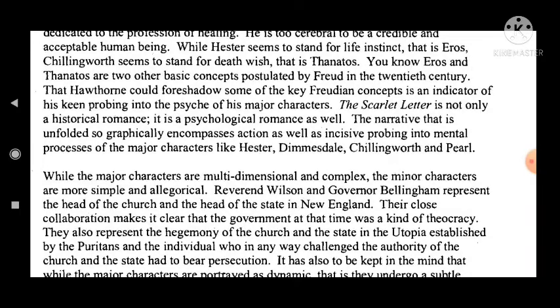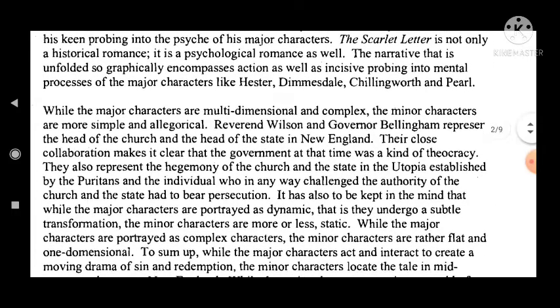The narrative that is unfolded so graphically encompasses action as well as incisive probing into mental processes of major characters like Hester, Dimmesdale, Chillingworth and Pearl. While the major characters are multidimensional and complex, the minor characters are more simple and allegorical.